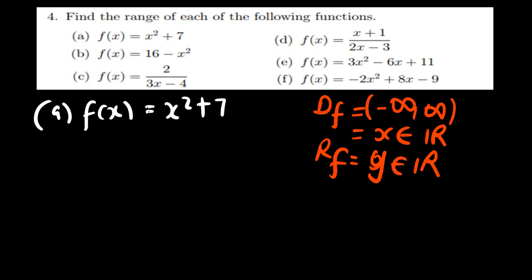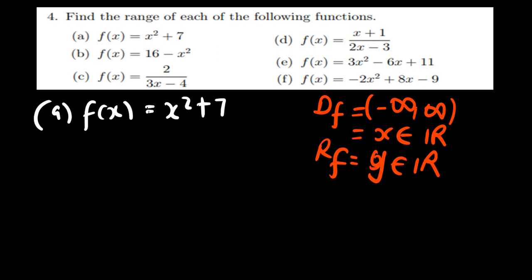Actually, this is not a linear function, it's a quadratic. Apologies for that one. This is x squared plus 7. So the range now will somehow change, because for you to find the range you have to find the value of y. You solve the quadratic and you find the values of x.